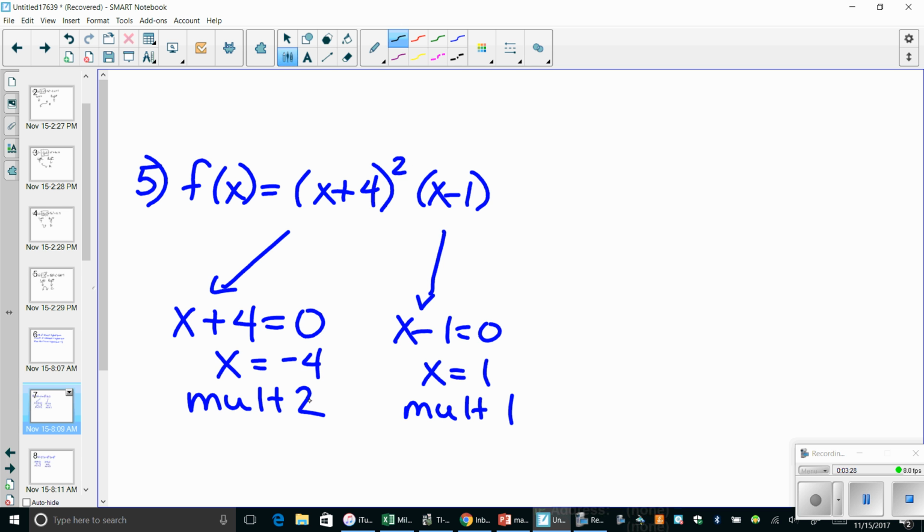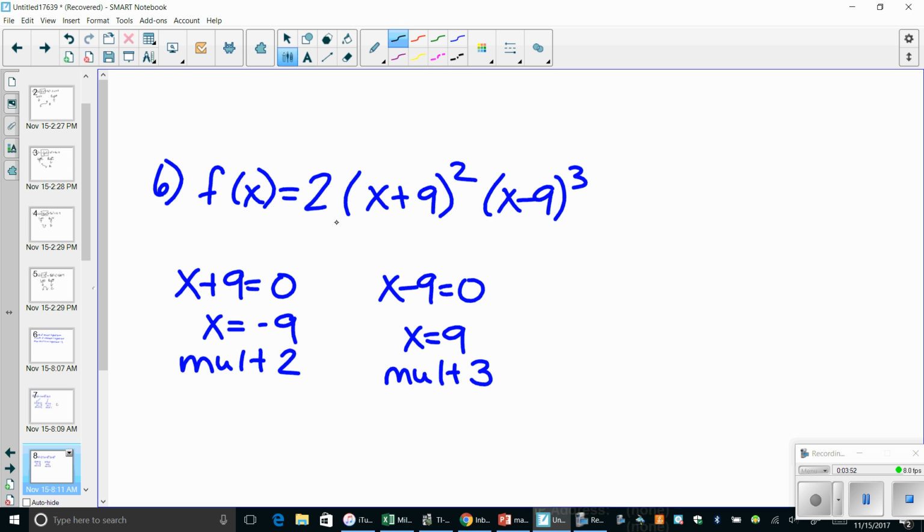because it's to the second power. That means that factor is used twice, so that has a multiplicity of 2. And set x minus 1 equal to 0, that gives me x is equal to 1, and that would have a multiplicity of 1 because it's just to the first power. So my answer is going to be that negative 4 is a 0 with a multiplicity of 2, and 1 is a 0 with a multiplicity of 1, so that would be C.